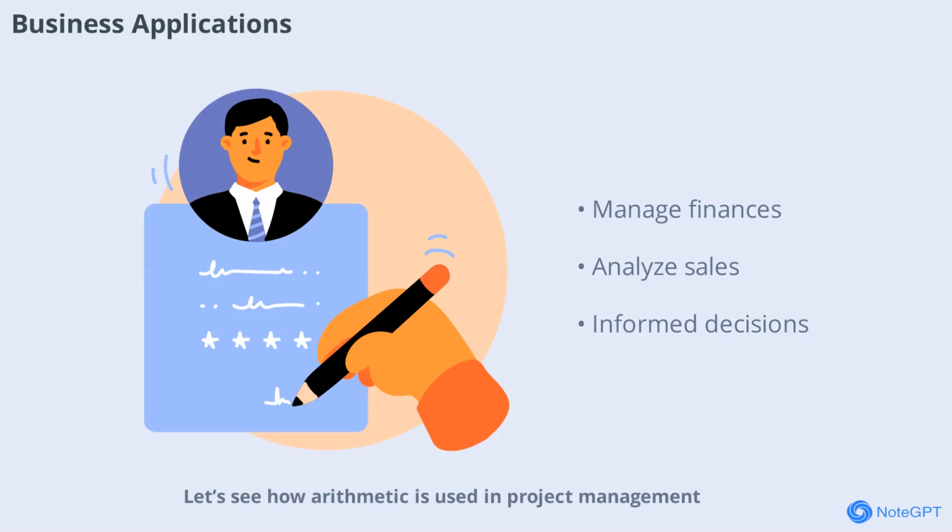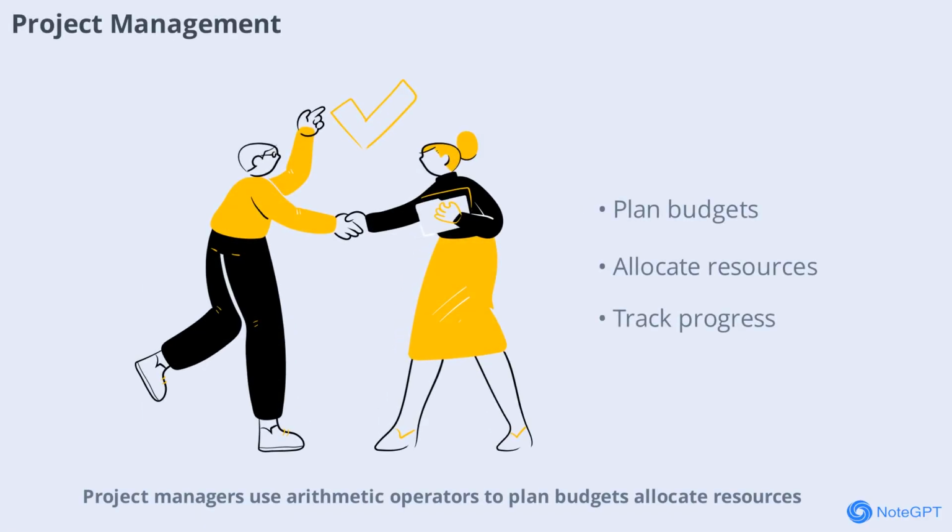Let's see how arithmetic is used in project management. Project managers use arithmetic operators to plan budgets, allocate resources, and track progress. They add up costs, subtract completed tasks, and divide workloads among team members. These calculations help keep projects on track and ensure goals are met. Arithmetic operators are practical tools for organizing and managing work.